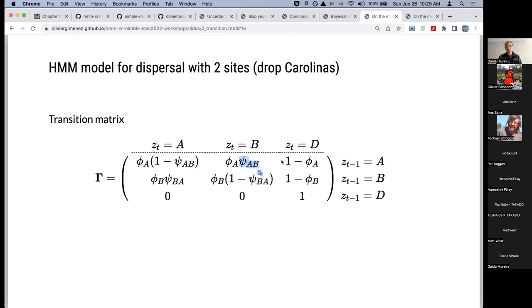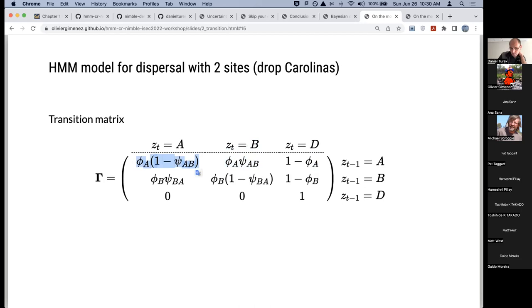Logically, if you're alive in site A, one minus the probability of survival gives the probability that you're going to be dead in the next time period. Assuming you survive, so that's phi A, if you're in site A in the previous time period, what's the probability of site B? It's the probability that you survive times the probability of making this transition, psi AB. And similarly, the probability that you're in site A again in the next time period is once again the probability that you survive times one minus this transition probability.